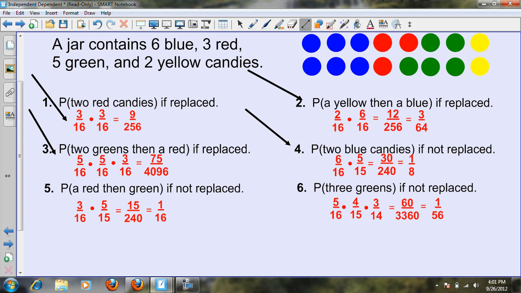Number 4, 2 blue candies, not replacing. My denominator changes this time. 6/16 and 5/15. Number 5, not replacing, so my denominator will change again. Probability of a red, then a green. And 6, 3 greens in a row, we're not replacing. Each time my denominator will change and get 1 less and 1 less.